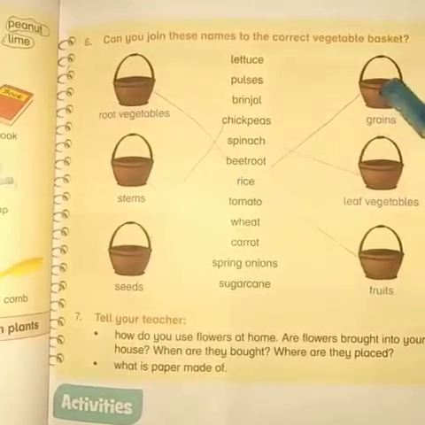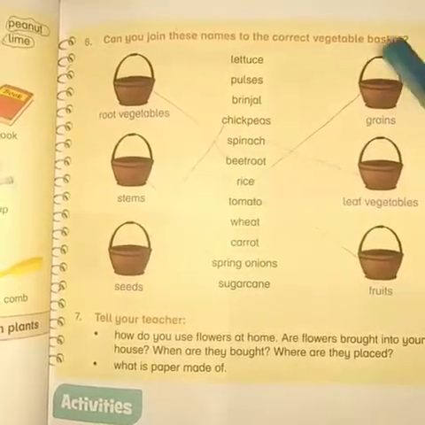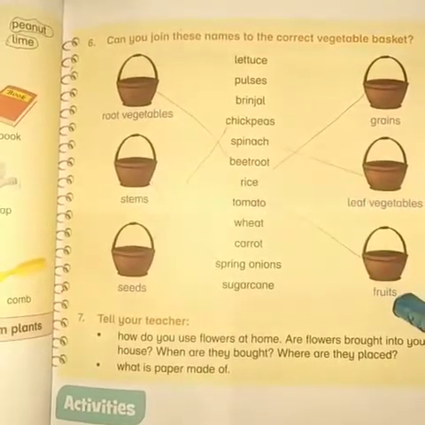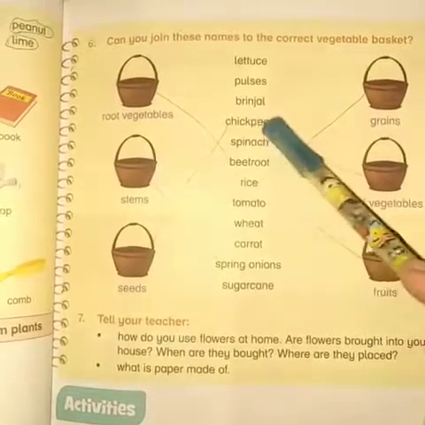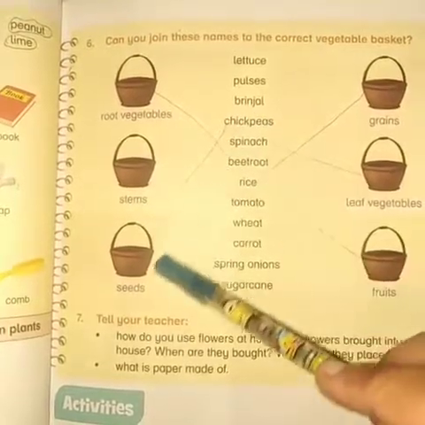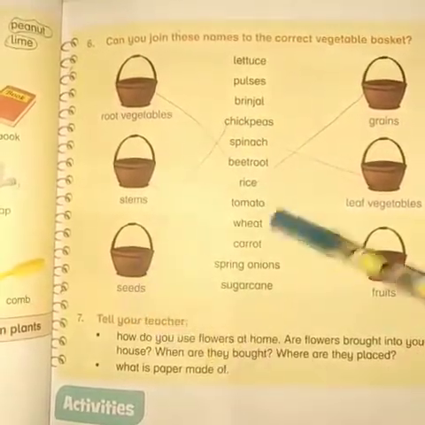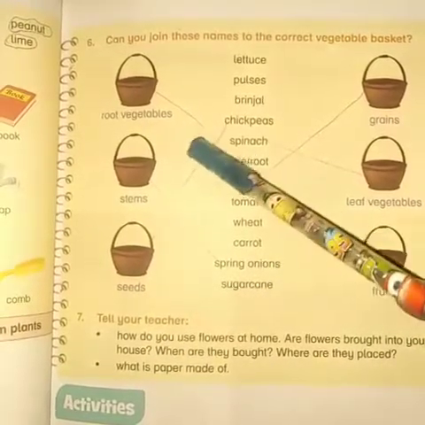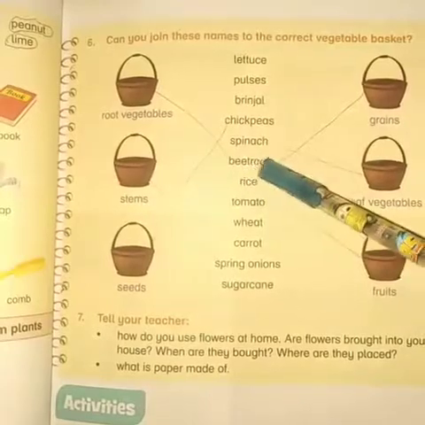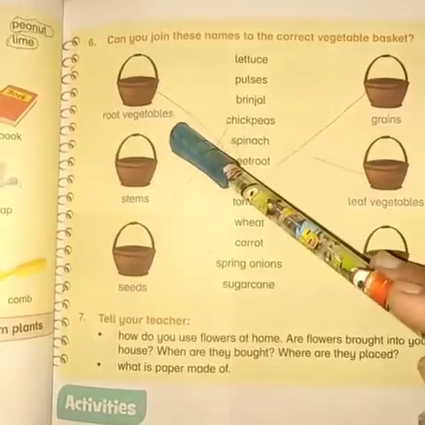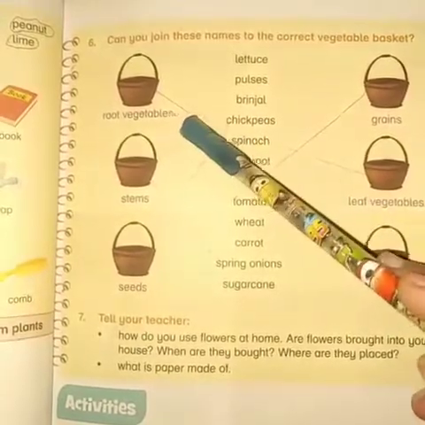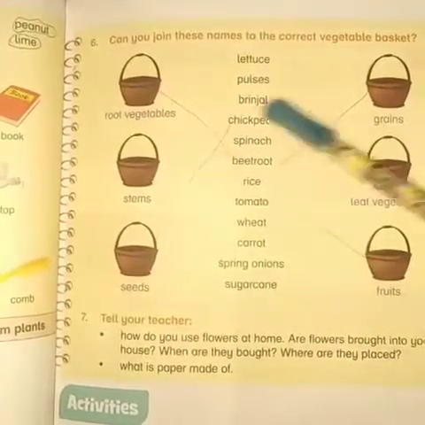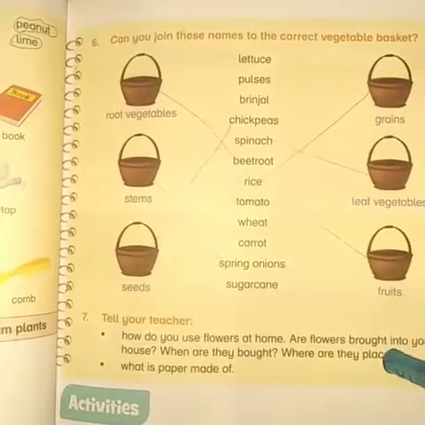Rice is a grain, so I put it in the grains basket. Tomato is a fruit, so I match it with the fruit basket. Chickpeas are seeds, so I match them with the seeds basket. Spring onion is a stem, so I match it with the stem basket. Beetroot is a root vegetable, so I match it with the root vegetable basket. In the same way, you have to match all the rest with the right basket.